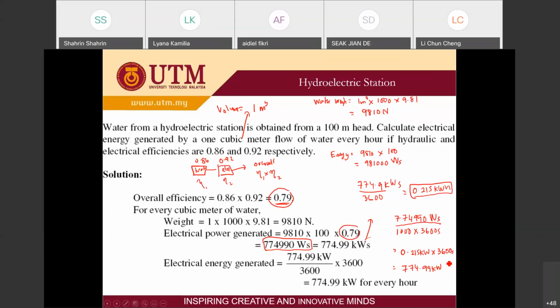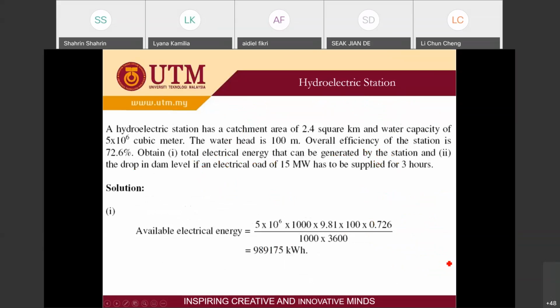Okay, so that is I think the second example. The third example is quite complicated, especially on the second question, but it's not really what I call very complicated actually, but you need to understand the question first.